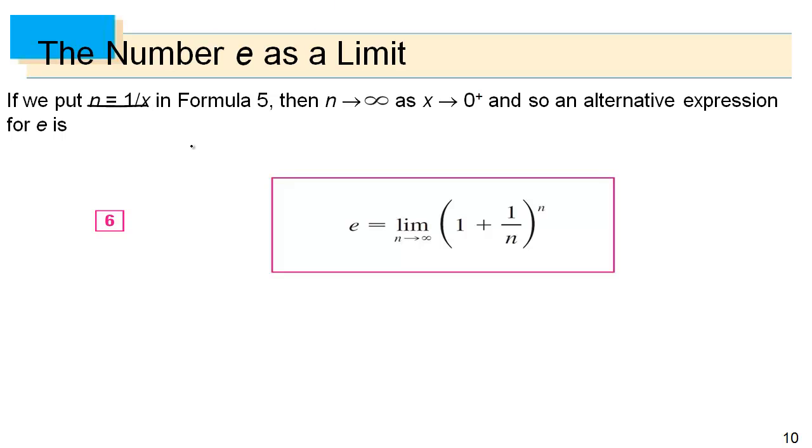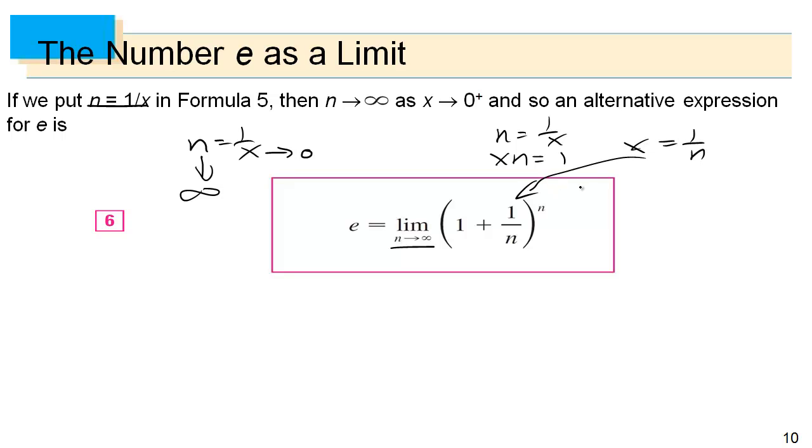So because n equals 1 over x, as x goes to 0, we can see that this goes to infinity. So now when we talk about the limit in terms of n, it's going to infinity instead of 0. And then instead of 1 over x, right, if n equals 1 over x, then multiply both sides, xn equals 1, or x equals 1 over n. That's where that substitution comes from.